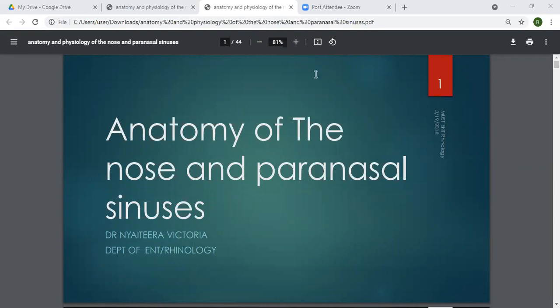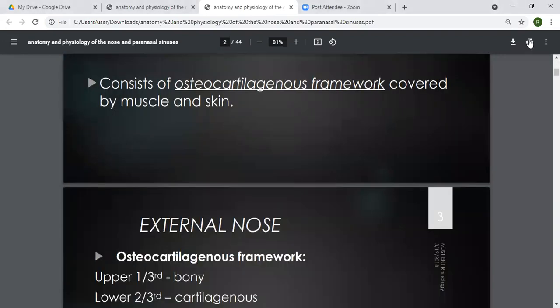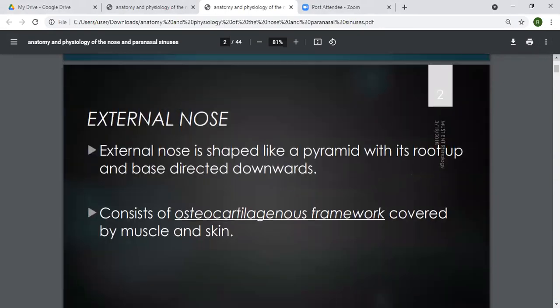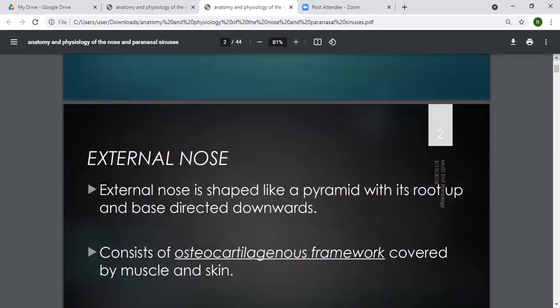Okay, so we're going to be going through anatomy of the nose and the paranasal sinuses. I guess you're getting my screen share, or if not, at least you have them somewhere. So we'll go through the anatomy of the external nose, then the nasal cavity, and then paranasal sinuses, together with the relevant clinical approach to everything.